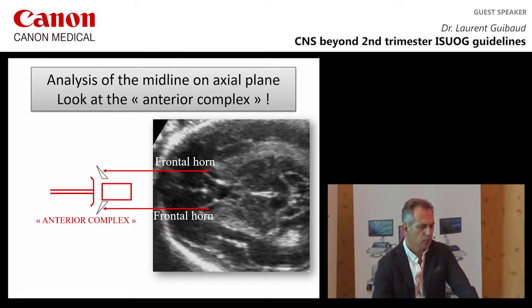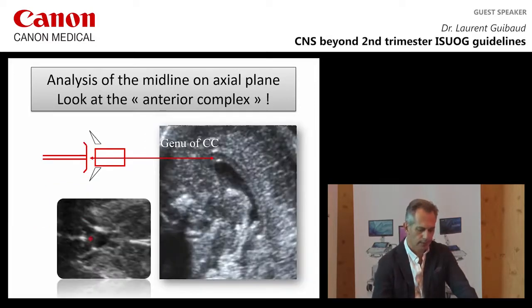It's very interesting to have a look at the frontal horns just to be sure that they are symmetrical. If this one is larger than this one, you may deal with unilateral ventriculomegaly on the proximal hemisphere, which is more complex to measure. So this is interesting to have as information.